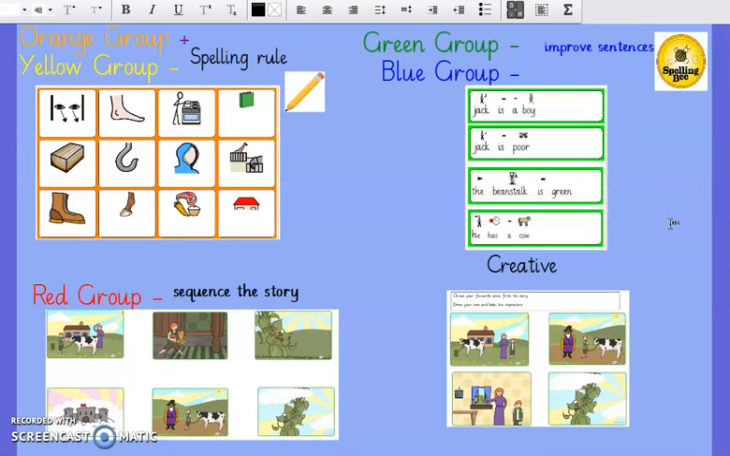So orange and yellow grip are doing their spelling rule. Green and blue grip are improving their sentences. Red group are sequencing the story. And anyone who's not yet done their creative task can do it today.